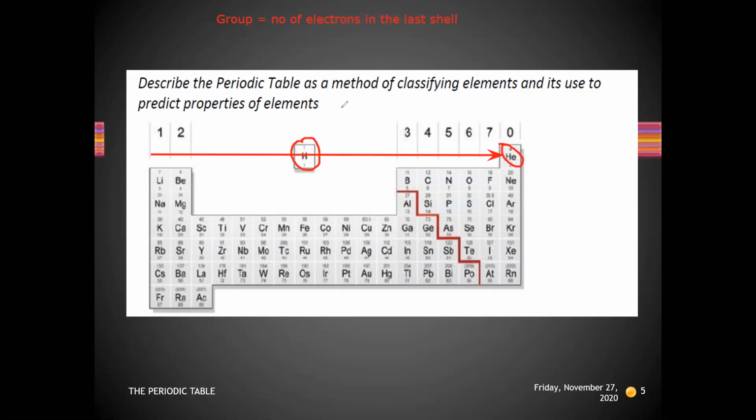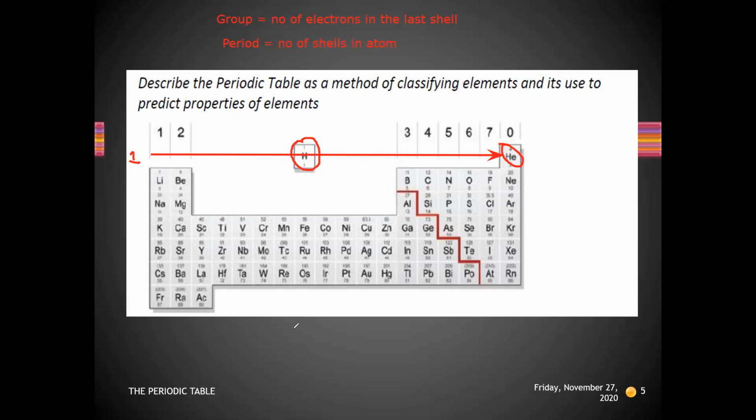What is the meaning of the period? Period means the number of shells, how many shells are present in an atom. That refers to a period. So if this is the first period, what is the meaning of first period? It means when we draw the structure of these two elements, hydrogen and helium, we only use one shell.